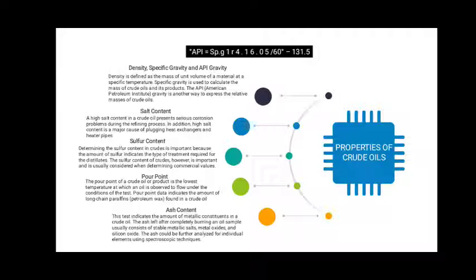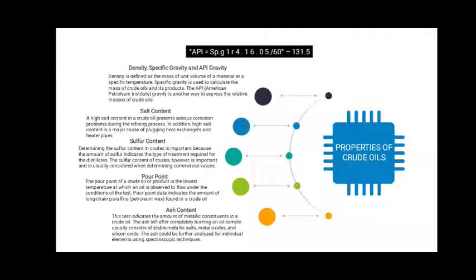Determining the sulfur content in crudes is important because the amount of sulfur indicates the type of treatment required for distillates. The sulfur content of crudes, however, is important and is usually considered when determining commercial values. And fourth is pour point.